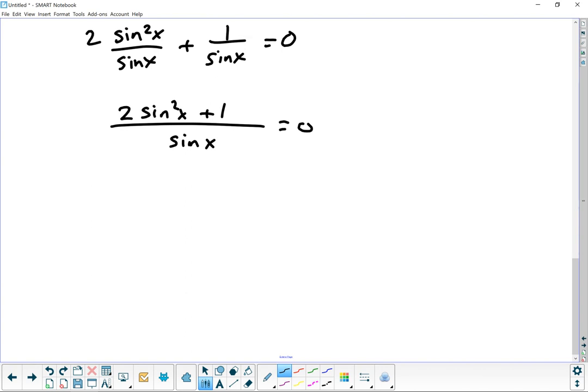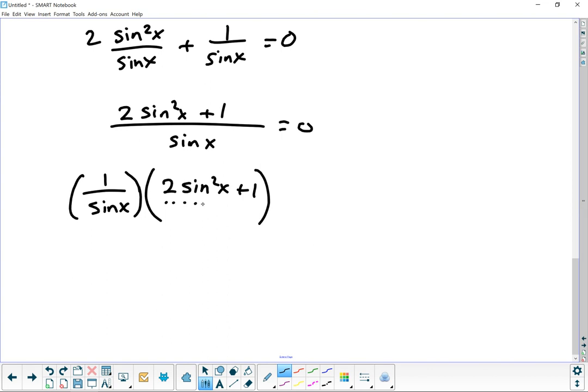1 minus cosine. I'm thinking this might be, I don't know, a double angle formula. Maybe I could write it like this: 1 over sine of x times 2 sine squared x plus 1. And this is over 1, but I don't need to write that, right? Because if you multiply that out, you get back to here. So I'm just showing you that you can do that.